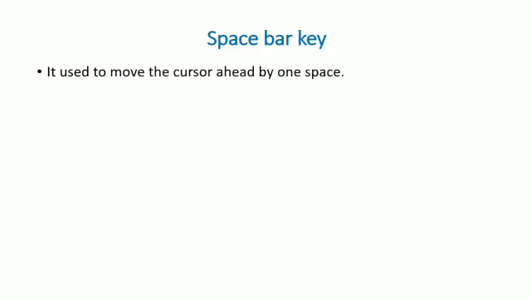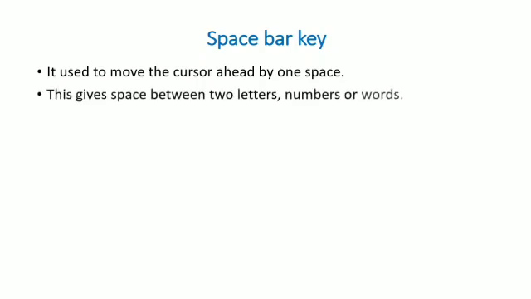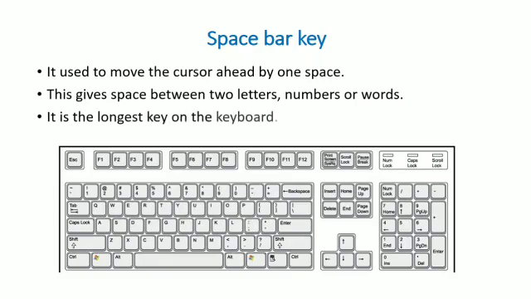Space bar key. It is used to move the cursor ahead by one space. Means when we are writing and we want to keep a space between words, letters or numbers, we use space bar key. This gives the space between two letters, numbers or words. It is the longest key on the keyboard. Here you can see the space bar key.